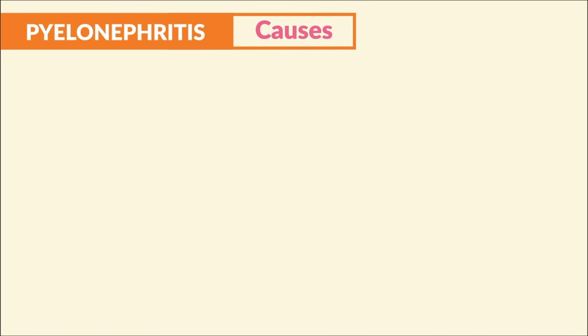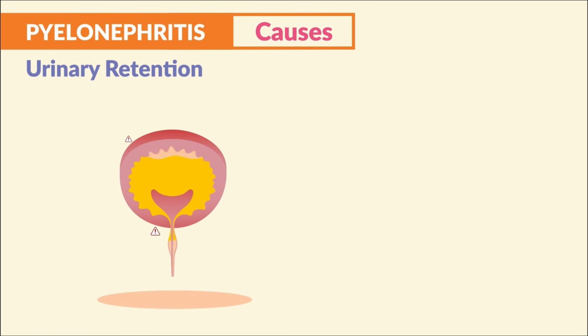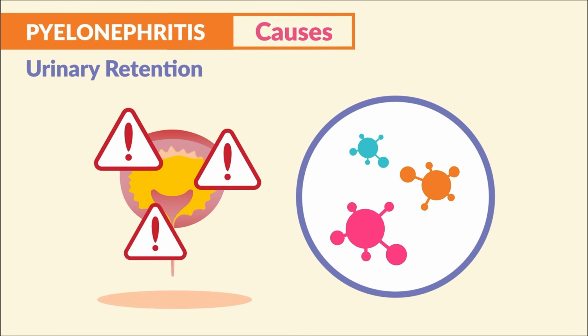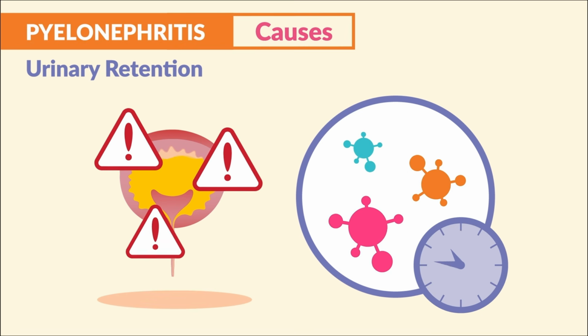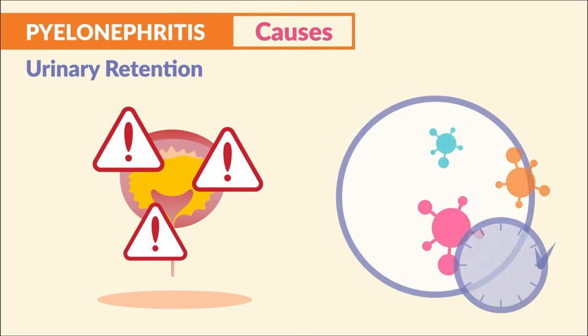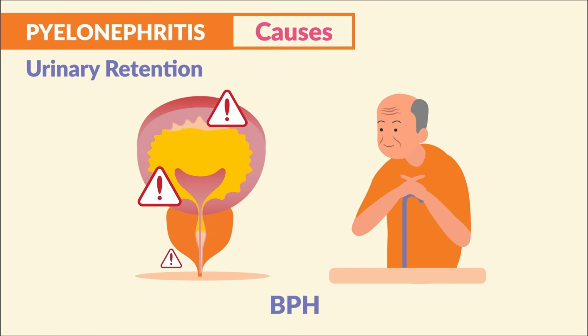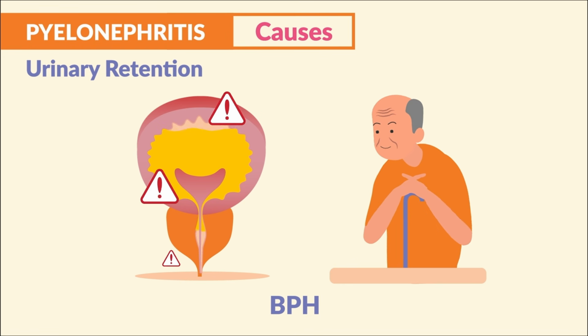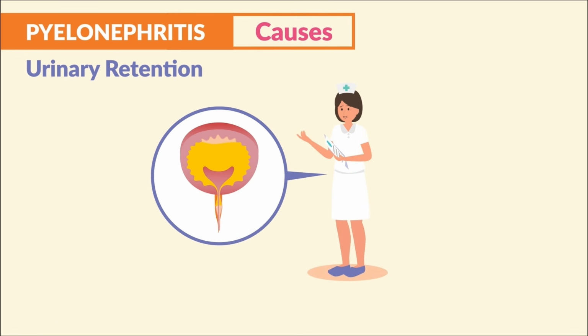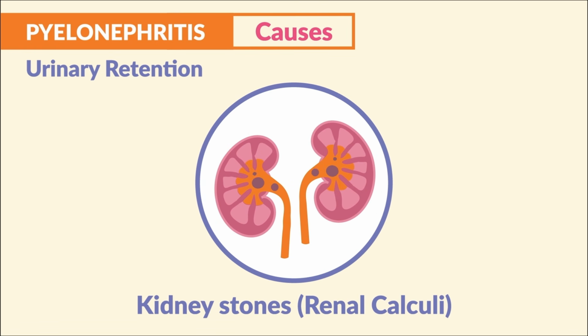Now, in terms of the causes, we have urinary retention, which lets bacteria sit in one place for too long, and it's easier for infection to take hold, like in BPH, that enlarged prostate with elderly men. So just think BPH, a big prostate that holds back urine, and even holding urine for too long, known as nurse bladder. And even kidney stones or renal calculi, this can also hold back urine.